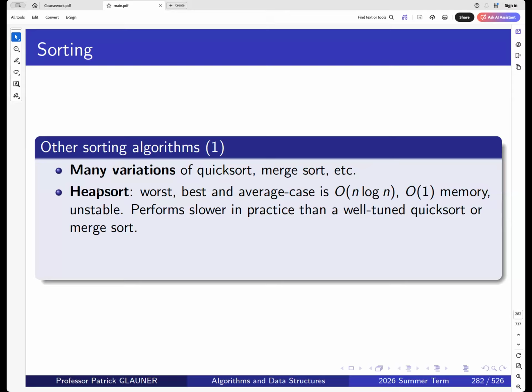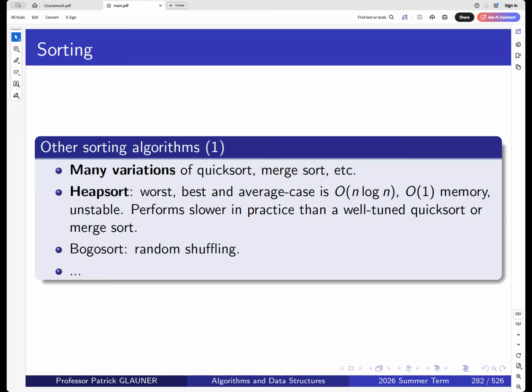So the heap sort is largely a theoretical thing. In practice, it's not used too much, even though it's O of one memory. And worst, best, and average is O of n log n. It performs in practice slower than a well-tuned quicksort or merge sort.